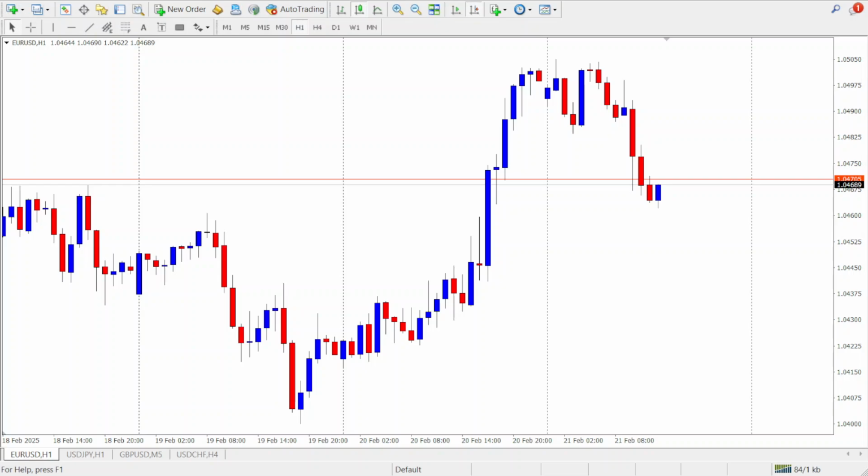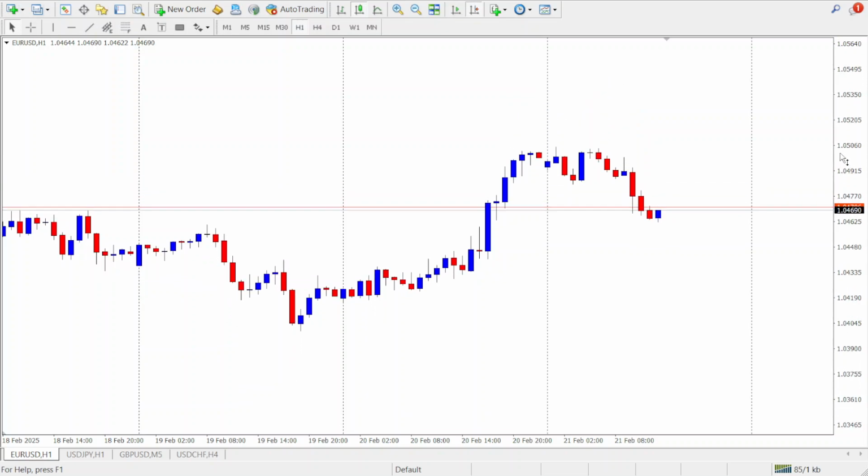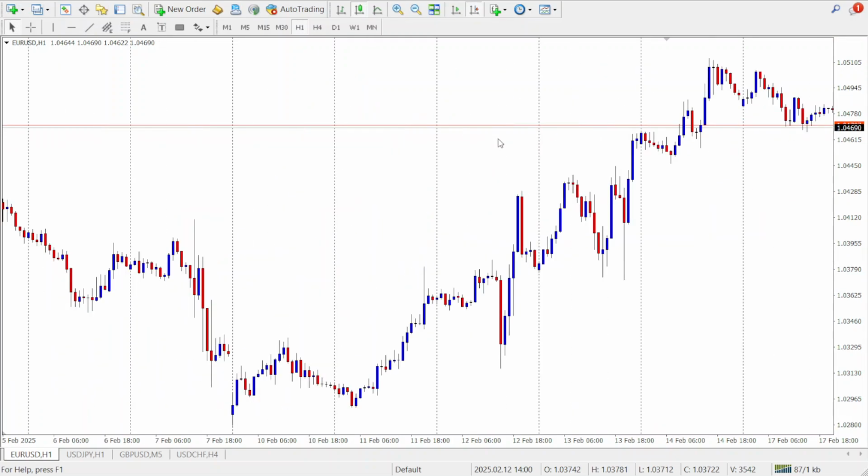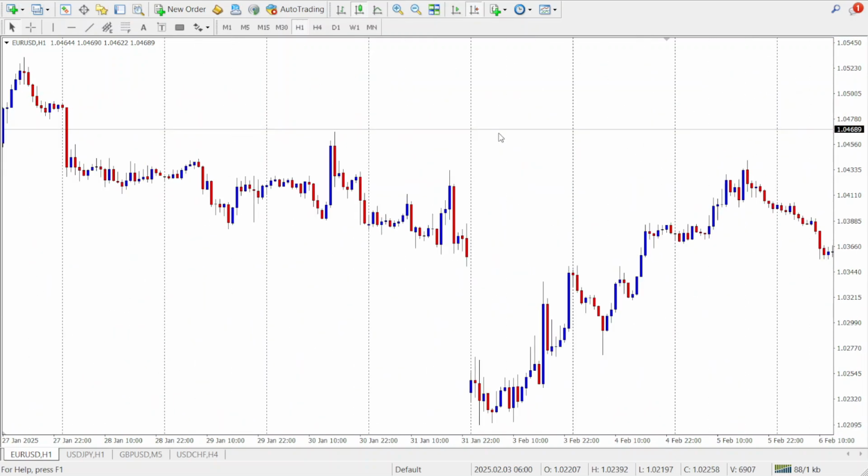So now, what is the break and retest strategy? The break and retest strategy is a classic price action setup that helps traders identify strong continuation moves in the market. It works on any time frame and applies to forex, stocks, and even crypto trading. So here's how it works. Basically, price breaks through a key level of support or resistance, right?